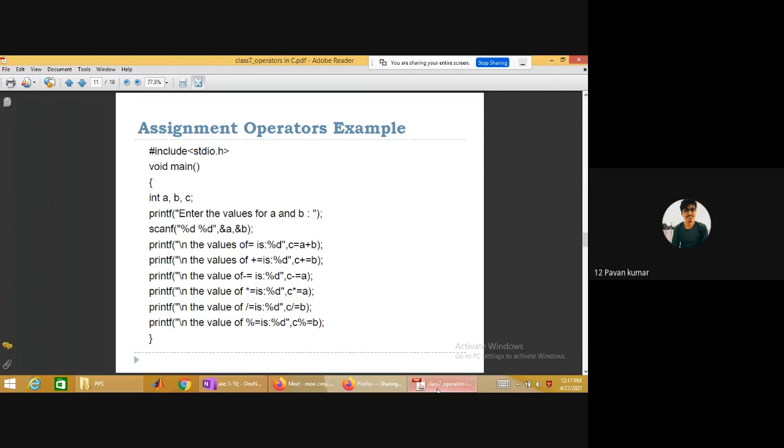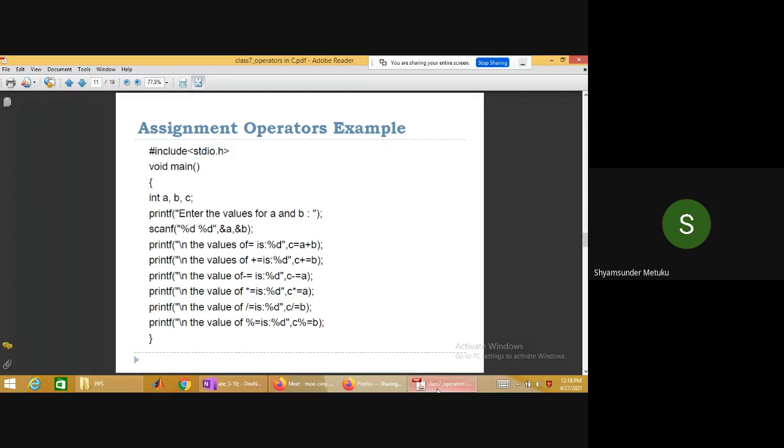25, sir. 25. Because C plus equal to B is nothing but C is equal to C plus B, no? So C is already having 15. So 15 plus 10 will become 25, right or not? Yes, sir. Then immediately the third one, 20. 20, very good. C is equal to C minus A. So 25 minus 5, which is 20. Then immediately the next one, 10, sir. Yeah, 20 into 5. How much? 100. 100, sir. Yeah, C is equal to C star, 20 into 5, which is 100.